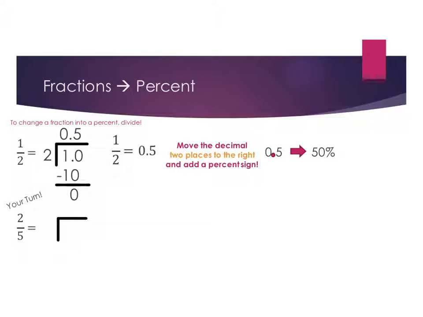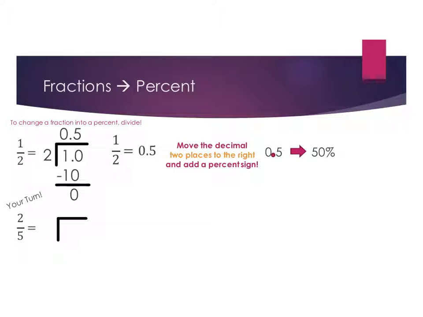Okay, so now let's talk about how we change a fraction into a percent. To change a fraction into a percent, we're going to divide first, and then we're going to do something else. So whenever we divide, as we just showed in the last slide, 1/2, we get 0.5, it's just a decimal. Do we all agree on that? Okay, so if we have a decimal here, we're going to move the decimal 2 places to the right and then add a percent sign.